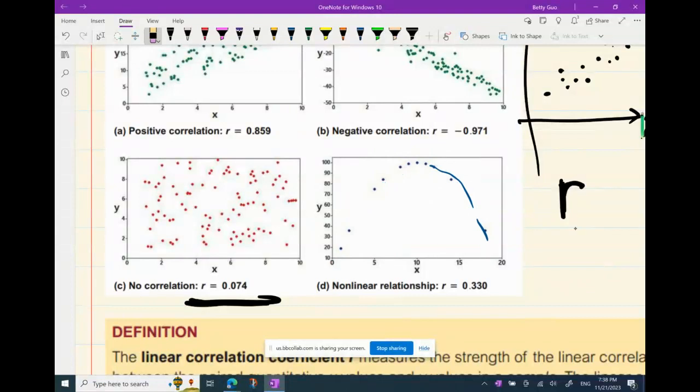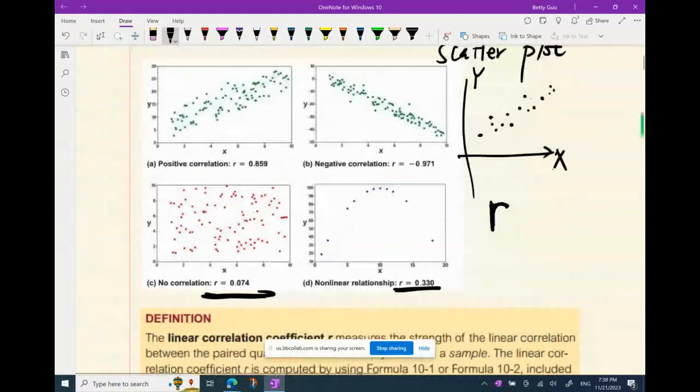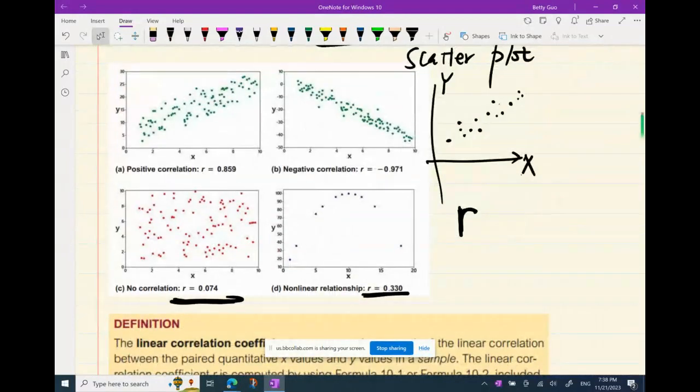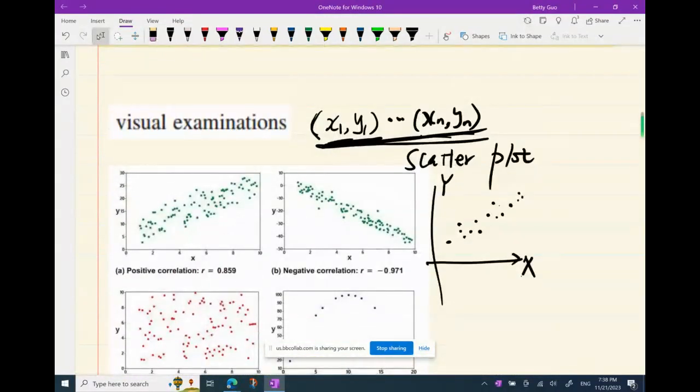So the corresponding linear correlation coefficient r is also very close to 0. When this happens, the pattern exists, but the pattern is not linear, and we do not investigate it further either. Only when the scatter plot shows a linear pattern do we go ahead to calculate the value of r.